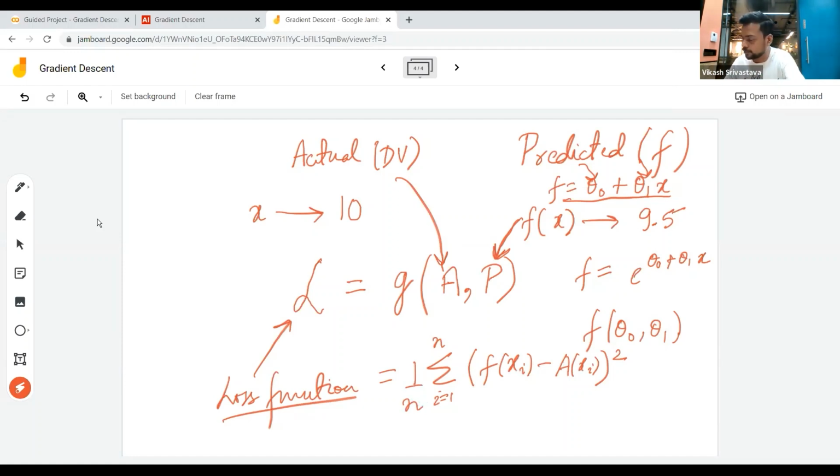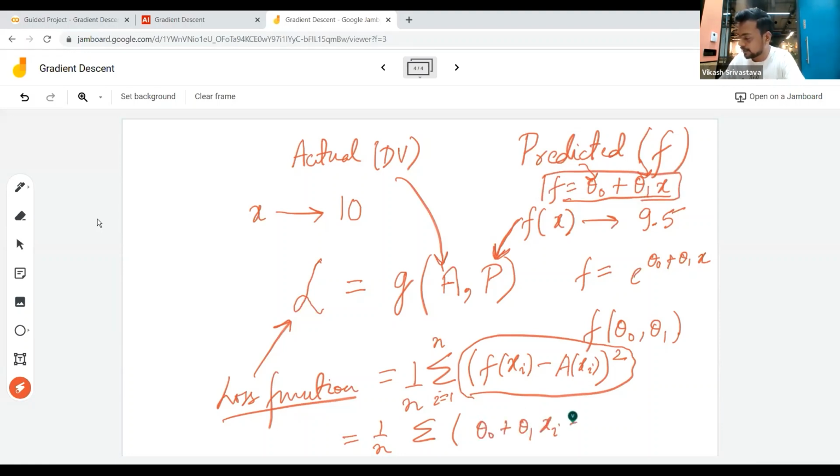So we'll of course be focusing on this particular term. We can write this as sigma, and then let's say we plug in this particular form which we have written here. So this can be written as theta naught plus theta 1 xi minus a(xi), and essentially we'll square them up, right? So this is our loss function. Okay.